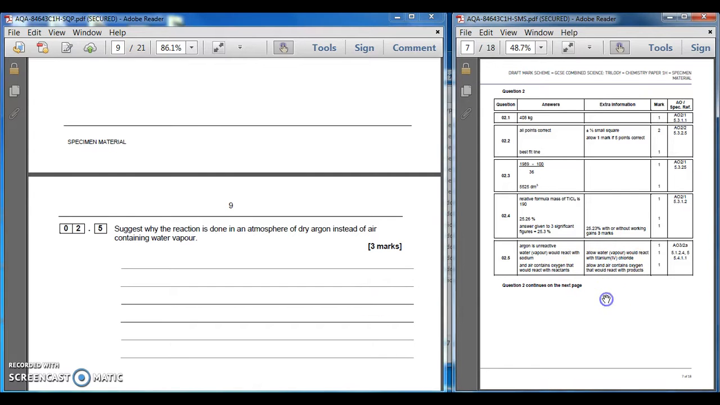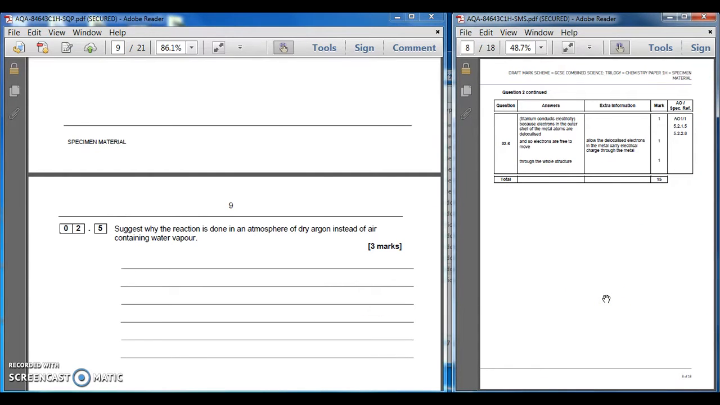This one here, bit of a mean question. Loads of people weren't being specific enough for it. So it says, suggest why the reaction is done in an atmosphere of dry argon. So the first word there that you're looking at highlighting, dry. Why is it going to be dry? Well, if you look at the mark scheme, there's an idea. If it's not dry, it could be wet.